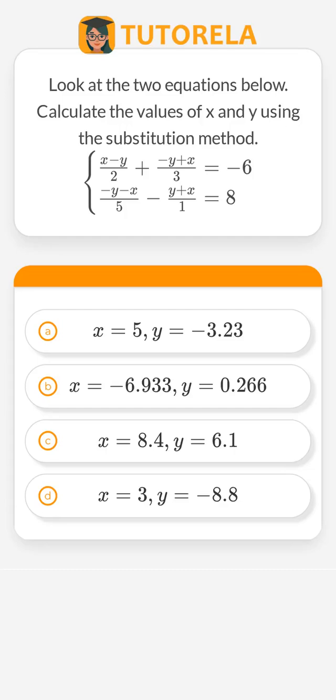Look at the two equations below. Calculate the values of x and y using the substitution method. The first equation is the quantity (x - y) divided by 2 plus the quantity (-y + x) divided by 3 equals -6. The second equation is the quantity (-y - x) divided by 5 minus the quantity (y + x) equals 8.